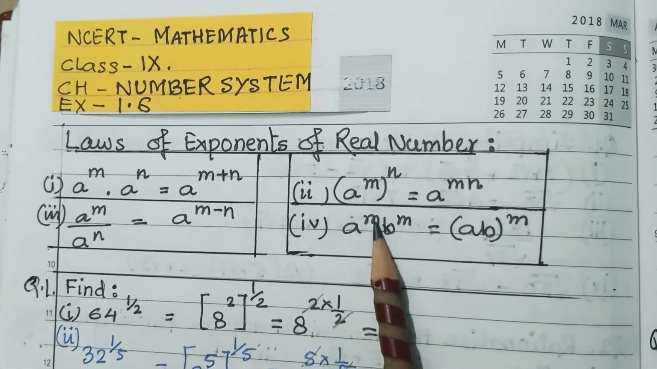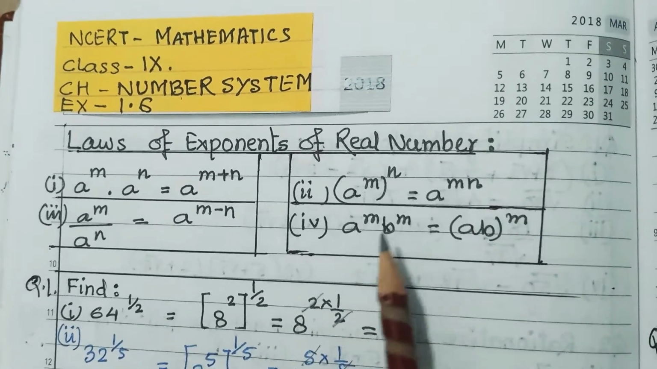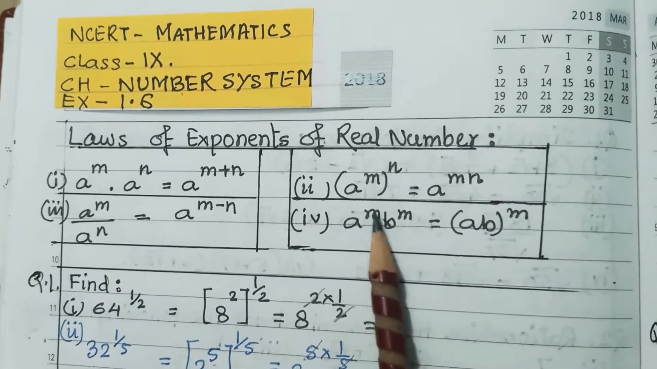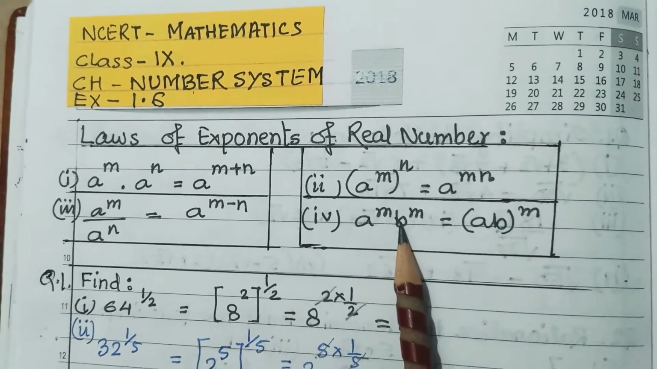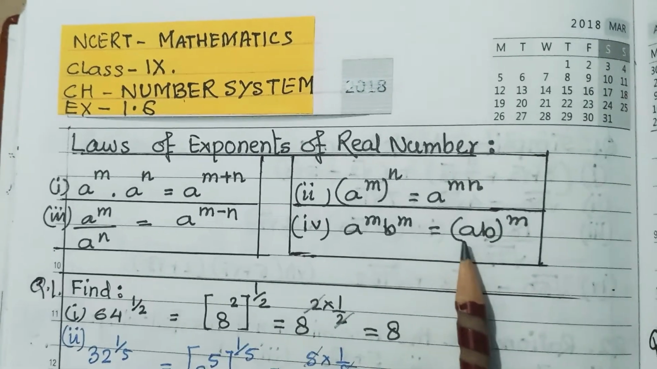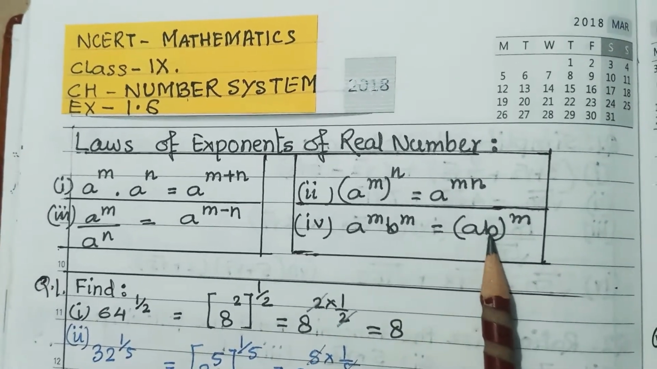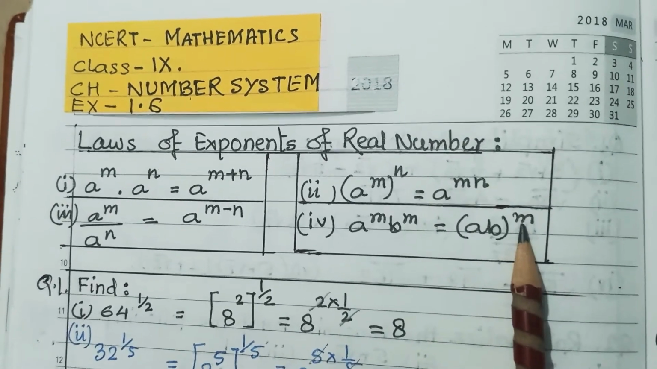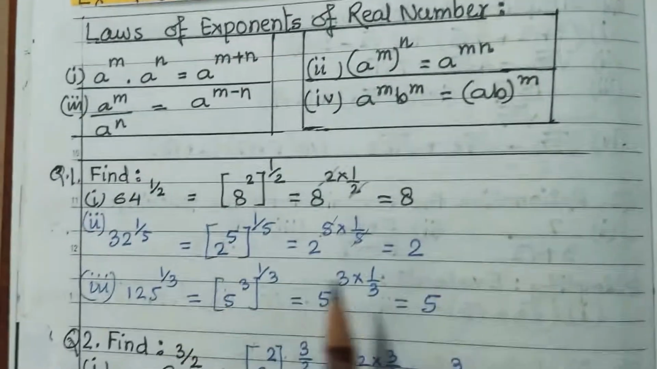Next is a to the power m, b to the power m. The bases are different but the power is the same. In this case, the bases should be multiplied. So it is ab to the power m. Now let's solve different questions.